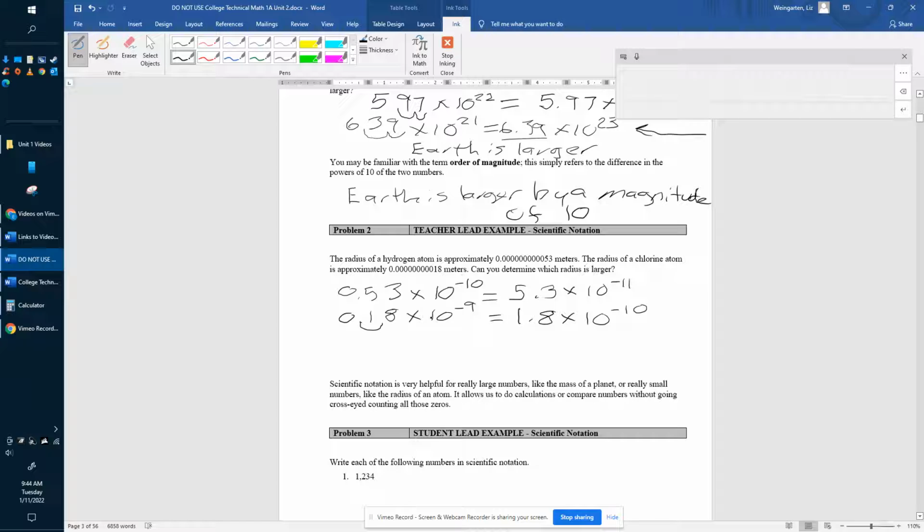So to determine which radius is larger, we have to look at our powers of 10. That's where we want to start. So which one is larger, 10 to the negative 11th or 10 to the negative 10th? 10 to the negative 10th is going to be the larger radius because we're talking about negative exponents. So we will say that the chlorine atom is larger by a magnitude of 10.